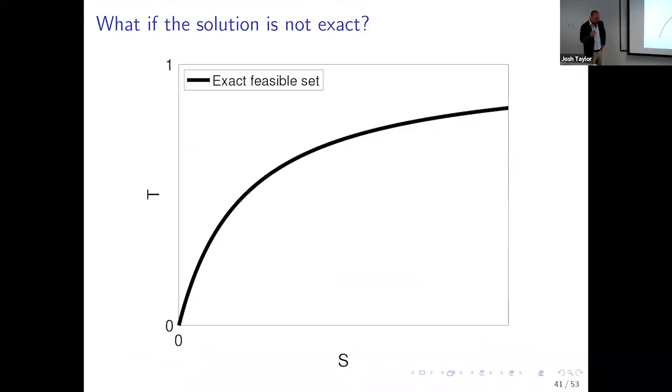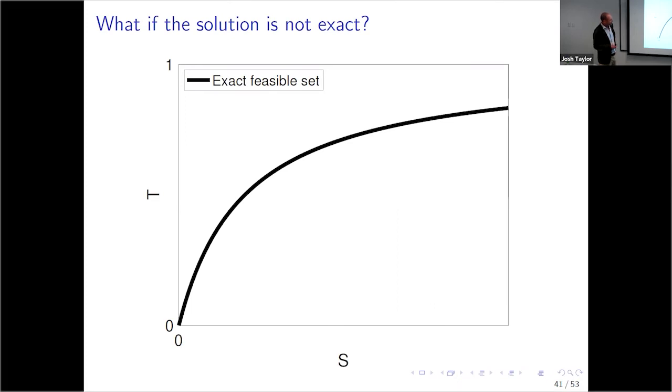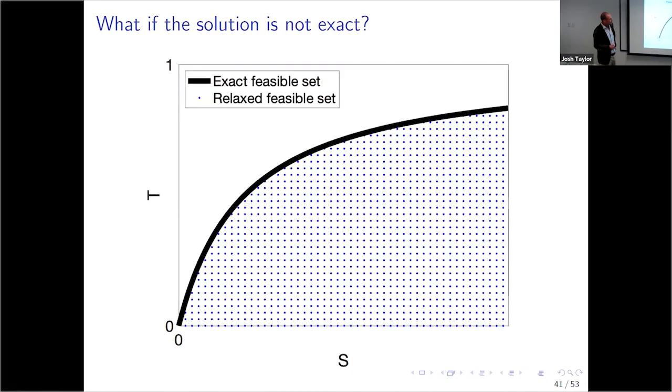Another question, what if the solution is not exact? So you do your relaxation and you find out that the variable t is way below the growth kinetics. But let's think about how our relaxation looks. In the case where we're just talking about Monod and we said the biomass concentration was constant, well, the exact feasible set, which is non-convex, we say that the solution has to be on this curve in the S-T space. The relaxation says we have to be in this dotted area, anything on or under the curve.